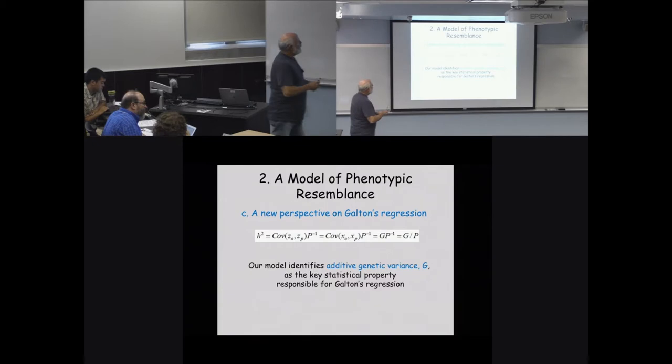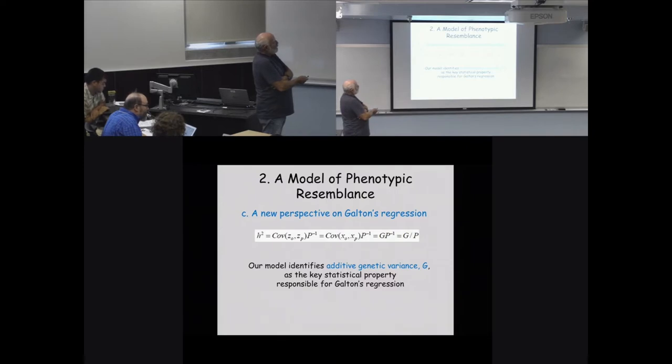So we also have a new perspective on Galton's regression. If Z_O is a random variable, the offspring value, and Z_P, we've changed notation again, now denotes the mid-parent value. If we look at that covariance, as Joe showed in his lecture, it comes down to a covariance between the two breeding values of offspring and parents, because we're assuming there's no shared environmental contribution to the phenotype, right? So if we take the covariance of these two Zs, that's equivalent to the covariance of these two Xs. And what is that covariance? That's a covariance of X with X. That's the same as the genetic variance, the variance in breeding values.